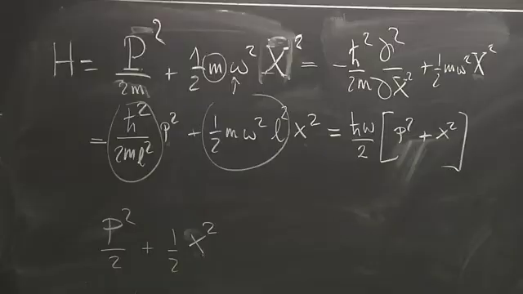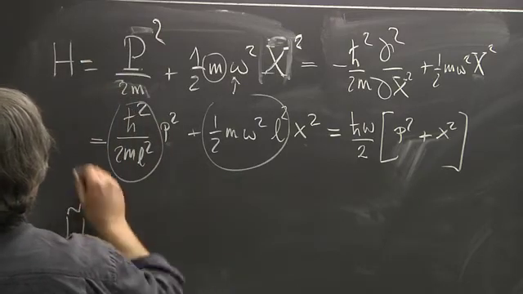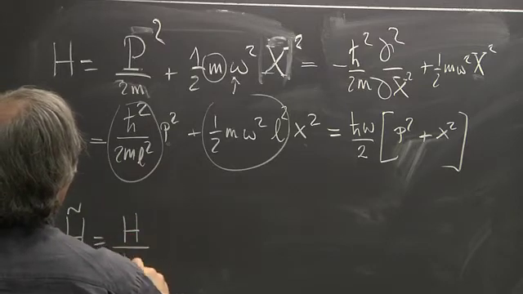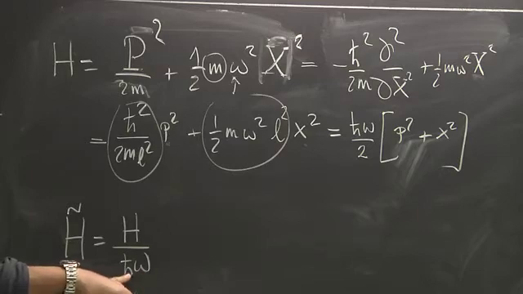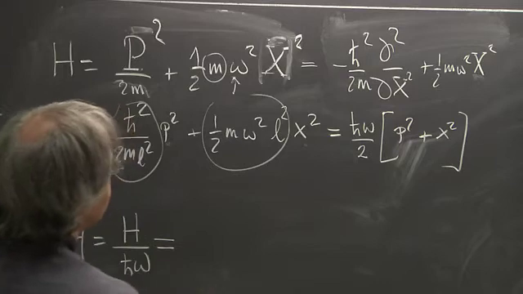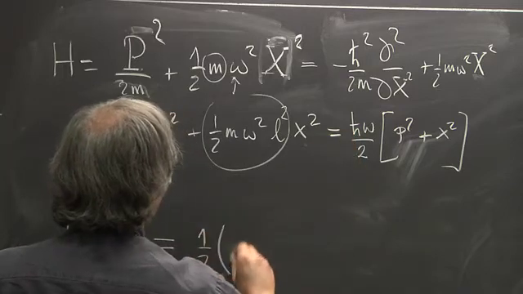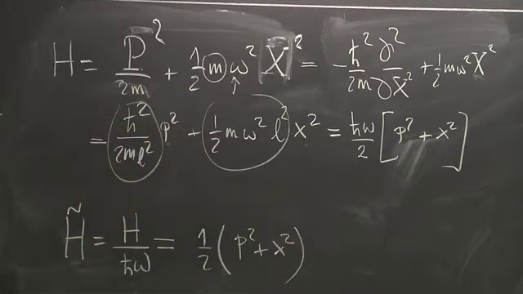Okay? So if I measure now my energies, let's call it H tilde to be the Hamiltonian divided by h bar omega. The energies are now measured in units of h bar omega, the natural unit, okay? This is now a dimensionless Hamiltonian. You see, no dimension. And how much is it? It is just 1/2 p squared plus x squared. The miracle has happened, okay? Everything looks like one. Mass, omega, and length, okay?